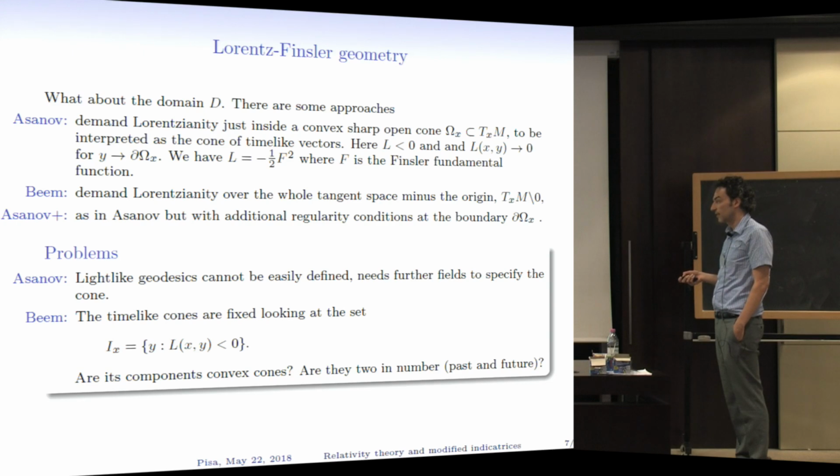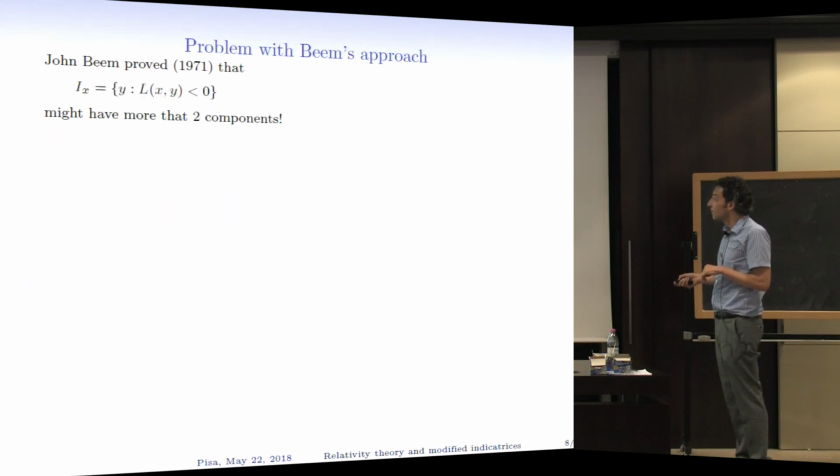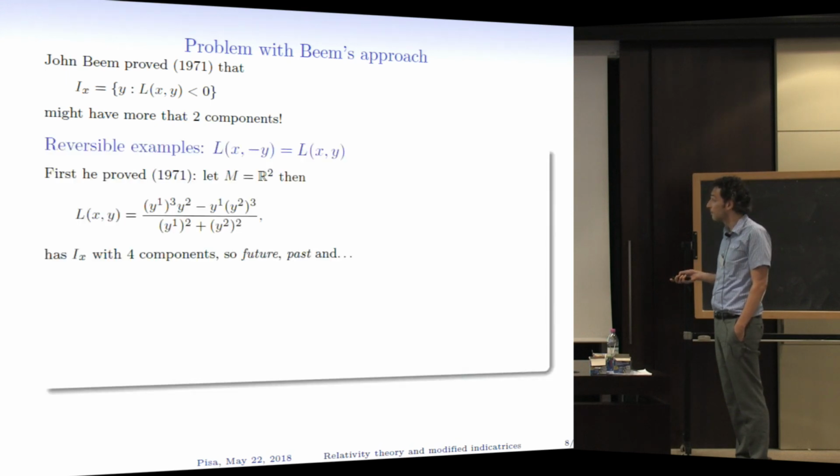In Bernard's approach, there is this problem. If you look at the set of time-like vectors, the problem is, are these sets convex cones? And more importantly, or as important, are they two in number so that we can identify a future cone and the past cone? So Bernard proved that in space-time dimension 2, there could be more than two components. Here are some reversible examples. First, he gave this example in space-time dimension 2. This has 4 cones, not just future and past, and this is a problem.